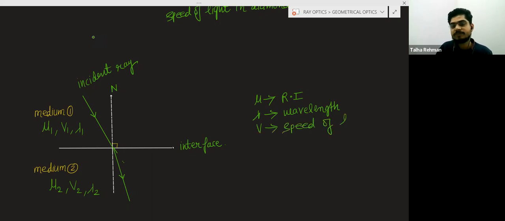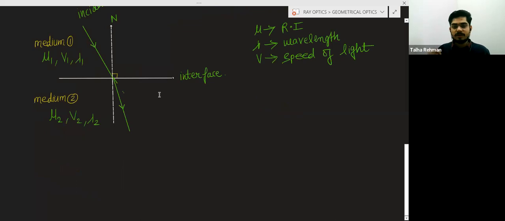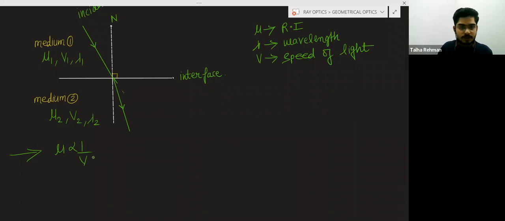So there is a relation. We know that the more the refractive index, the less the speed. So you can write refractive index is proportional to 1 by v. More refractive index, less speed of light. So from this you can write a relation: mu2 divided by mu1 is equal to v1 divided by v2. This relation will be valid.